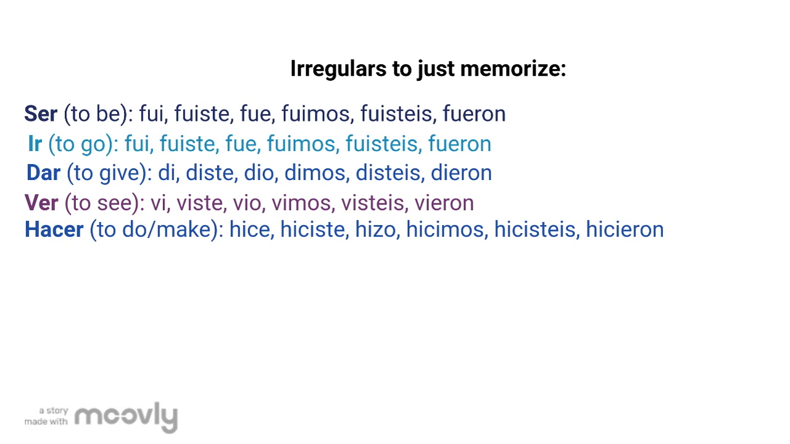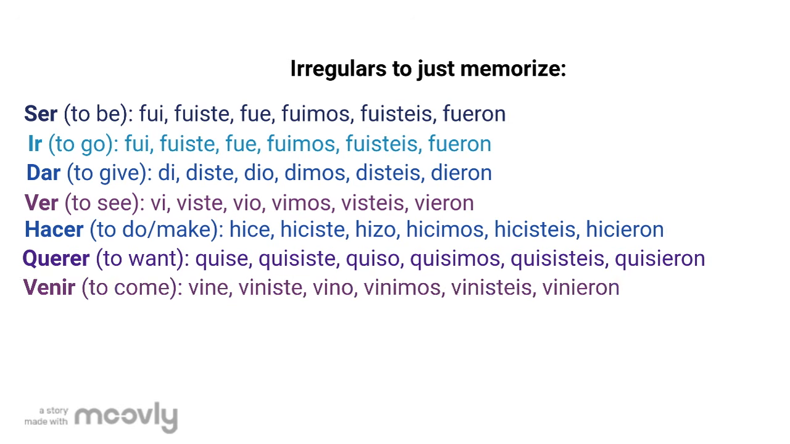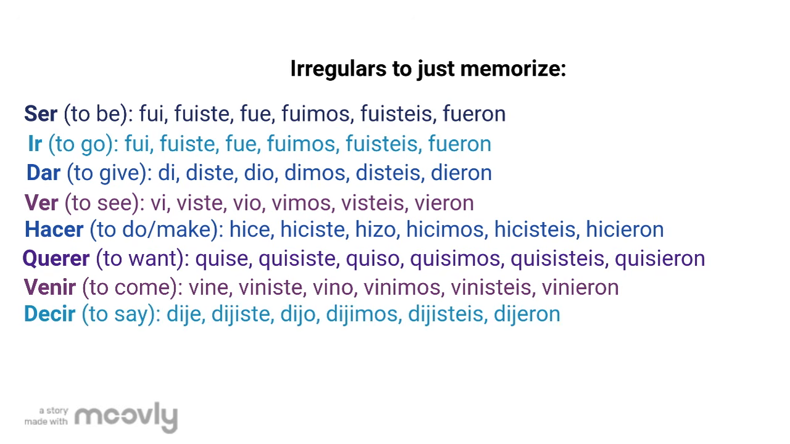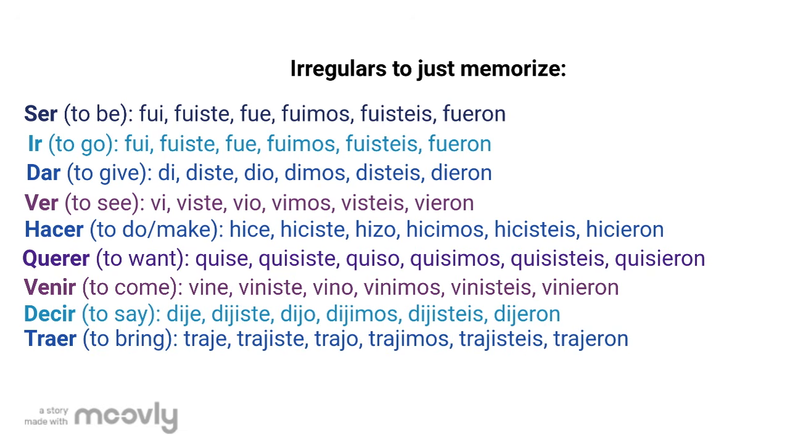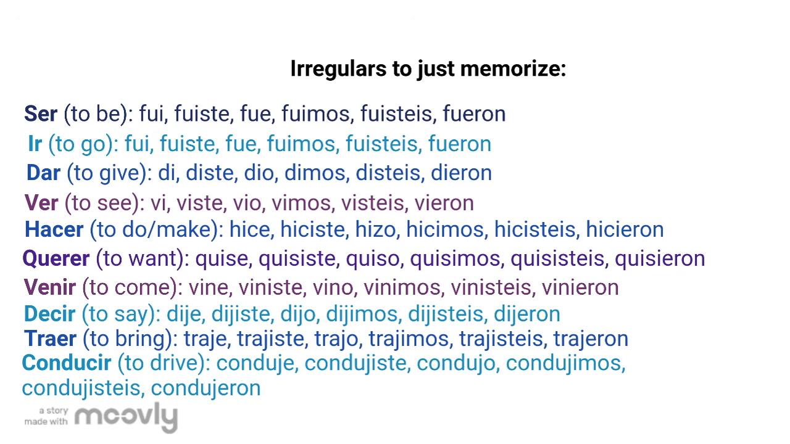Hacer means to do or to make. Hice, hiciste, etc. Querer means to want. Yo quise, I wanted, etc. Venir means to come. Yo vine, tú viniste, etc. Decir means to say. Yo dije, tú dijiste, you said, etc. Traer means to bring. Yo traje, tú trajiste, él trajo. And finally, conducir means to drive. Yo conduje, tú condujiste, etc.